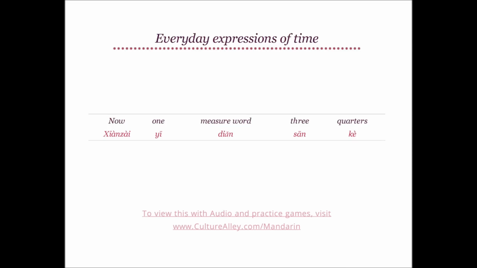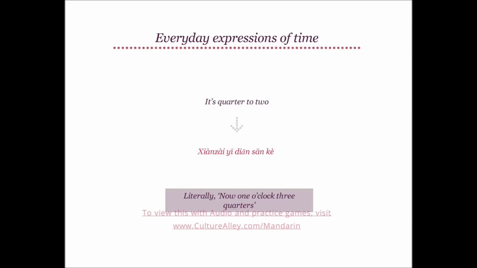Now becomes 现在. 1 becomes 一. The measure word translates to 点. 3 translates to 三. And 1/4 becomes 刻. Thus, it's 1:45 gets translated to 现在1:03刻, which literally means now 1 o'clock 3/4.